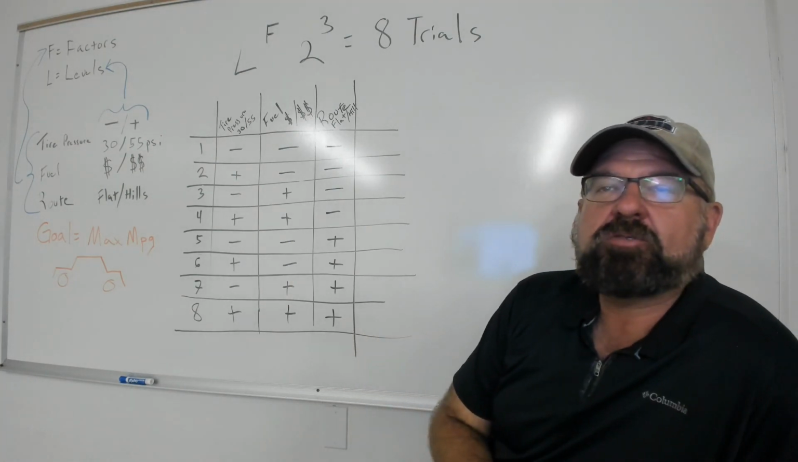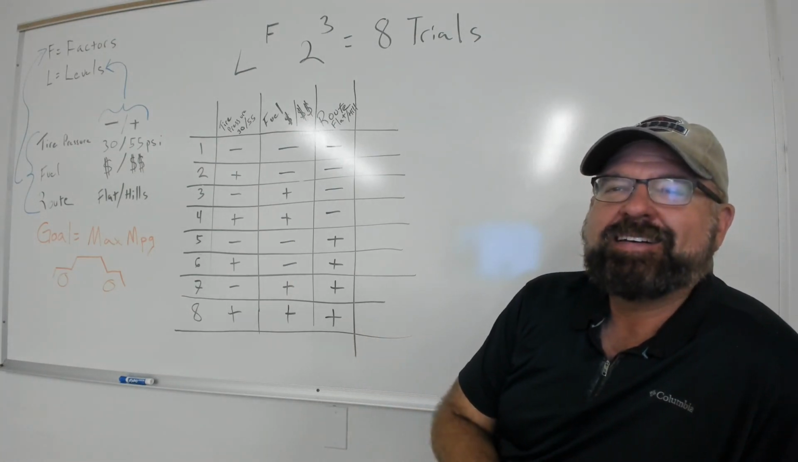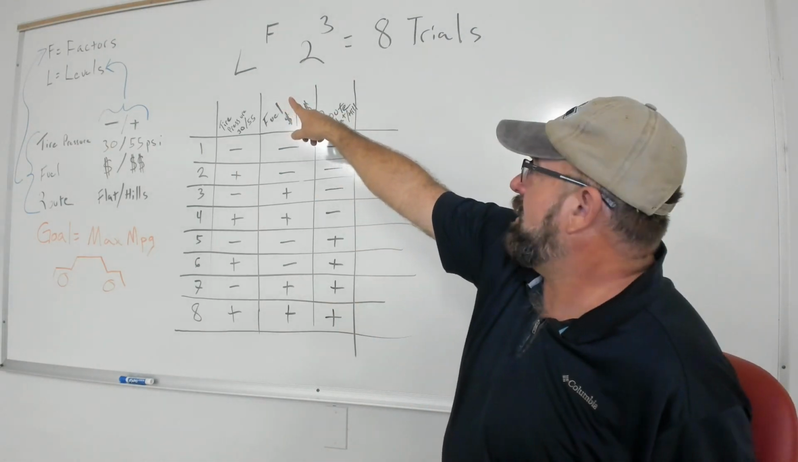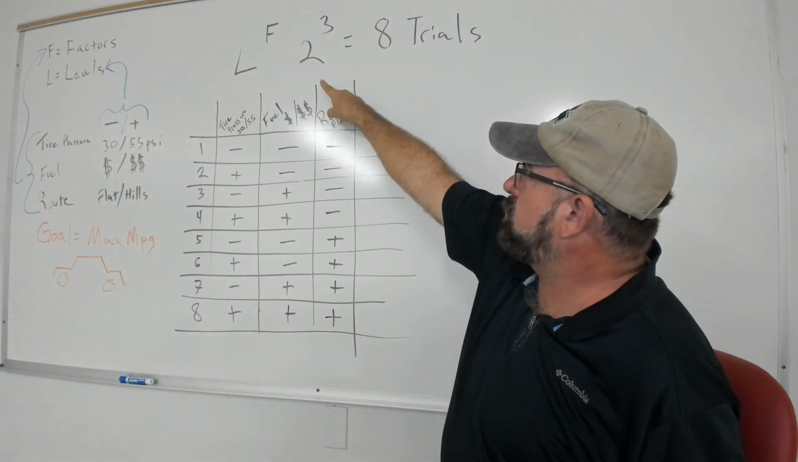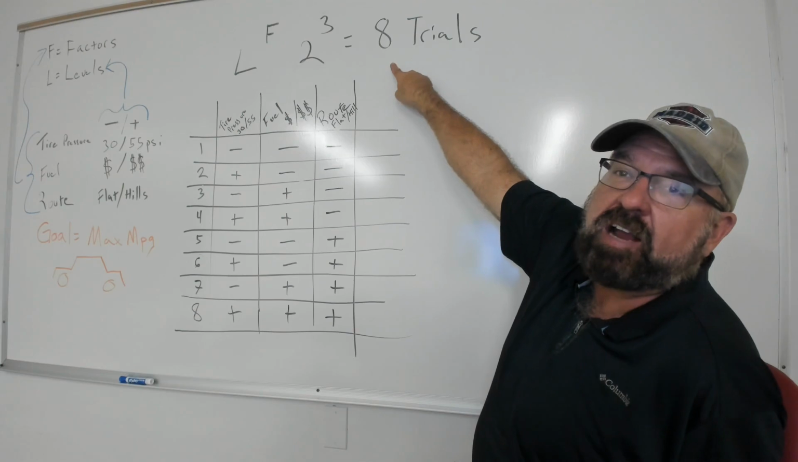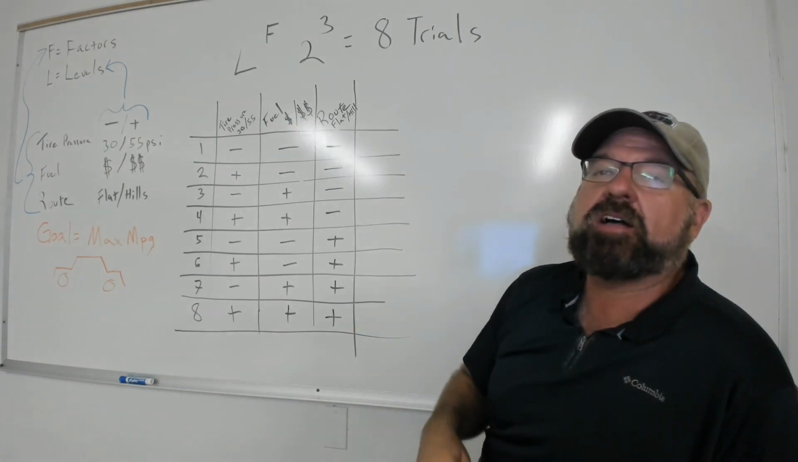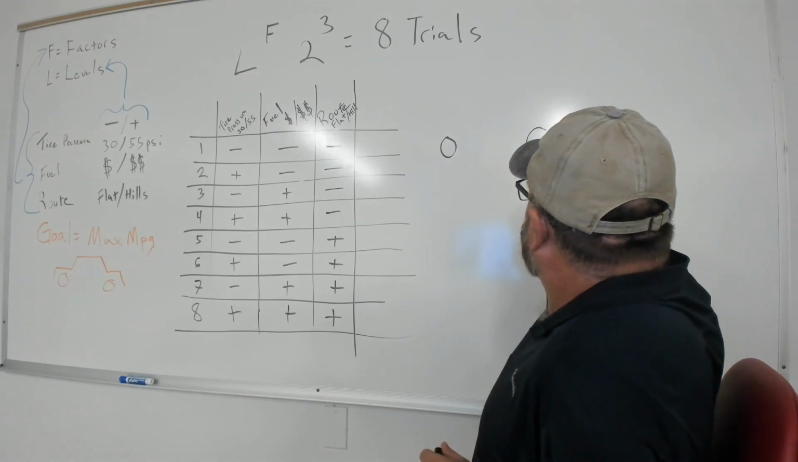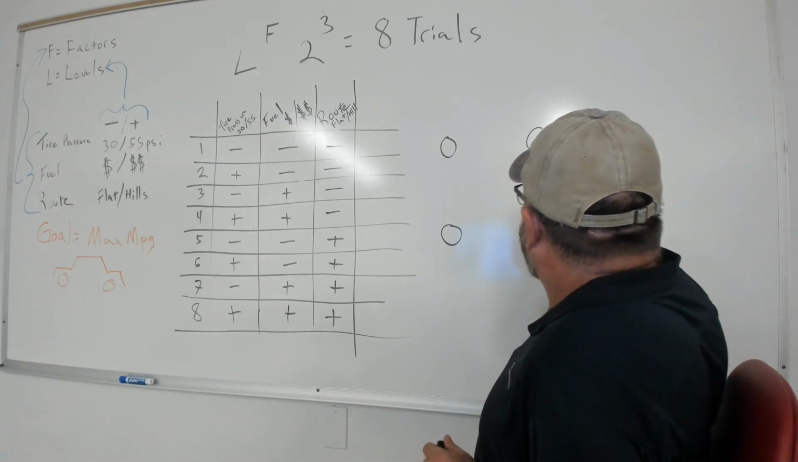Quick note on how to remember this and never forget. Factors fly, that's why it's on top. Levels lie. So if you have 2 levels with 3 factors, you complete the entire design space in 8 trials. So let's take a look at how that works.